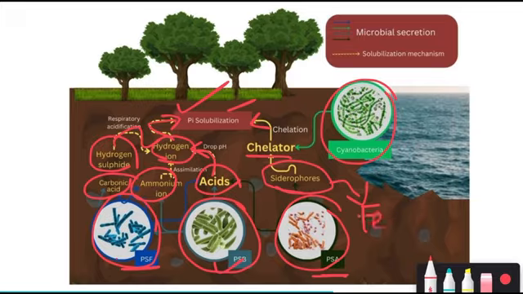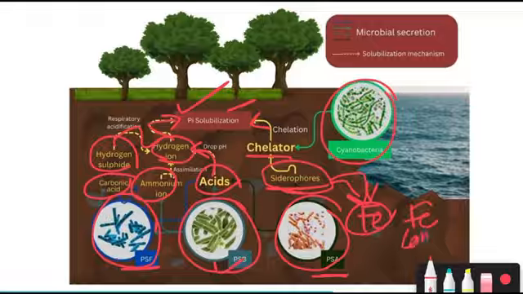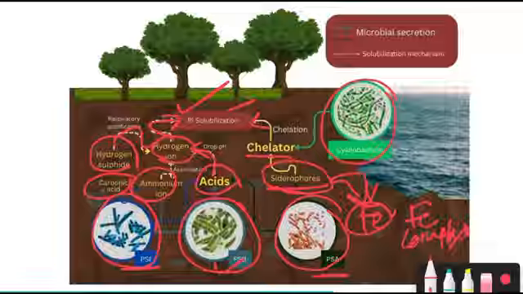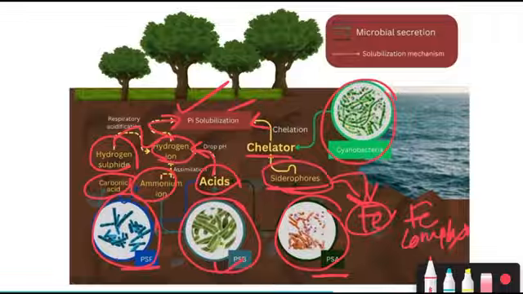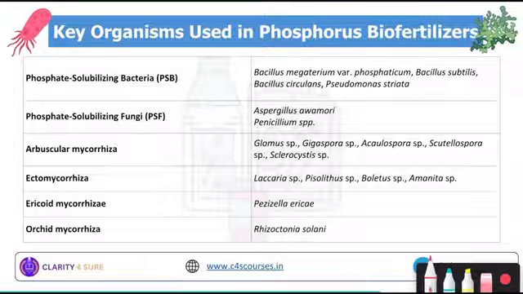These are like ion attracting chelators. They always try to combine with the iron, forming an iron complex, making the phosphorus free from that complex. That is, it will be mineralized, and will be visible to the roots. Okay, so that is simple. So these are the key organisms used in the phosphorus mobilizing process.